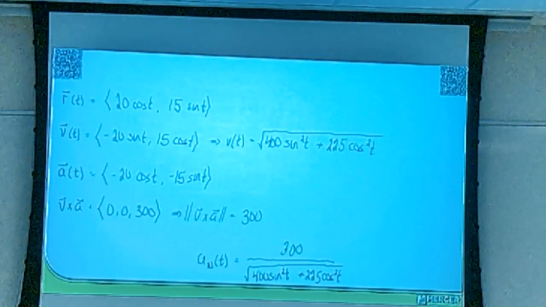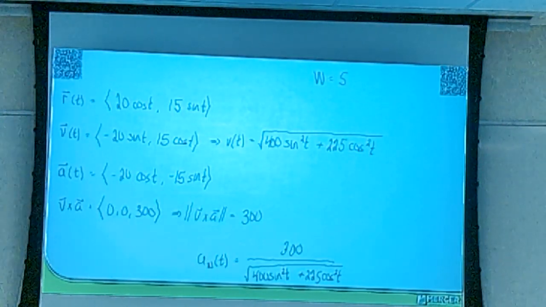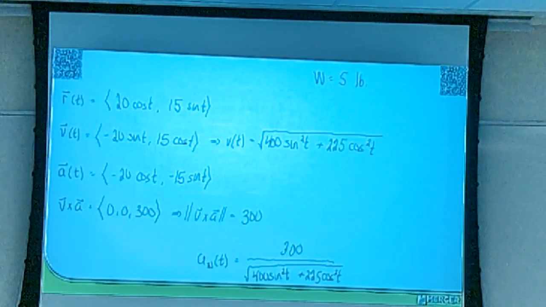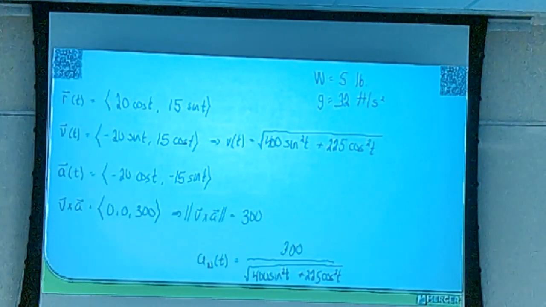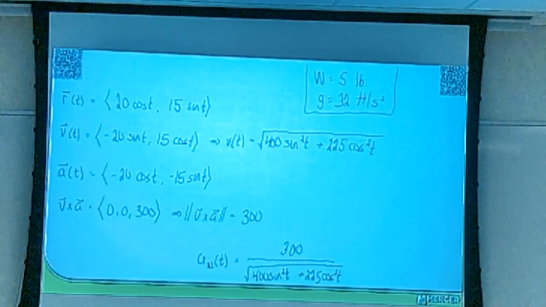We also know two other things: we know the weight is a constant 5 pounds, and we know little g, but we're going to approximate that as 32 feet per second squared. Those are constant. That means all we need is centrifugal acceleration at each of those points.